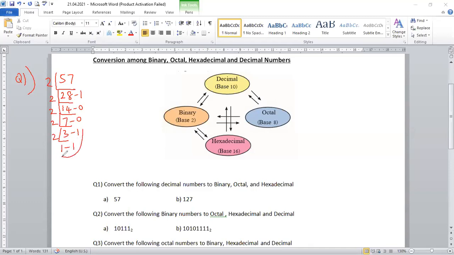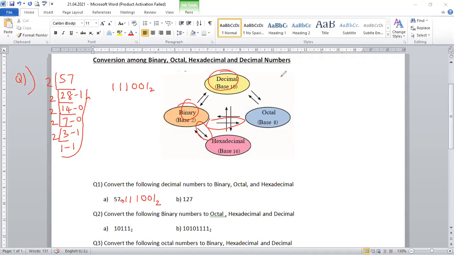Now you are writing from bottom to top. When you write, you are getting the answer 1, 1, 1, 0, 0, 1. This is the binary number for 57. Now what you have done? You had a decimal value. You have converted to binary. Now you have a method to convert it to octal and convert it to hexadecimal.